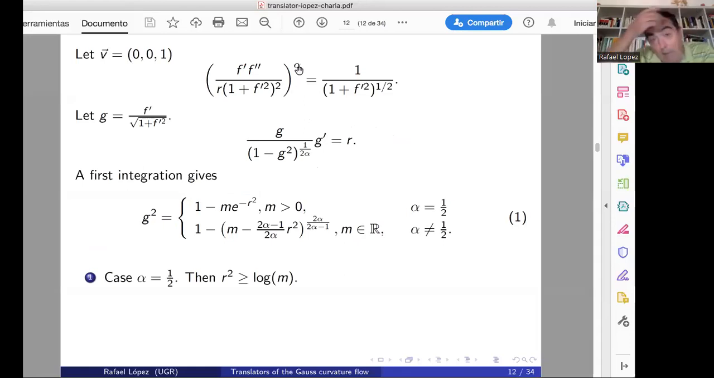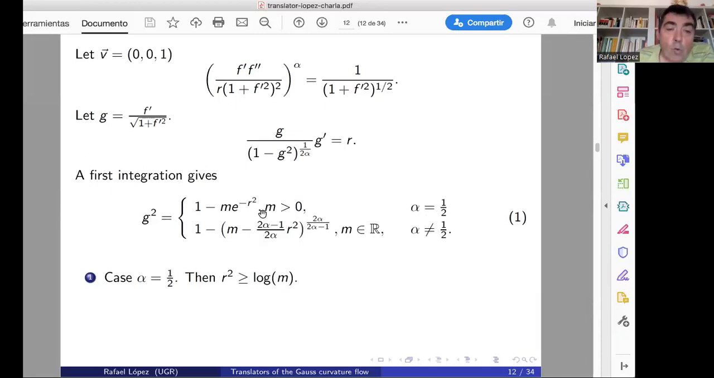Our result is that it's possible to integrate this equation at least once. For this, we introduce this function g, and then this equation is equivalent to this equation, and then it's possible to get a first integration of this equation. This integration depends on the parameter alpha. This alpha is 1/2. This is g2, in another way, this expression.